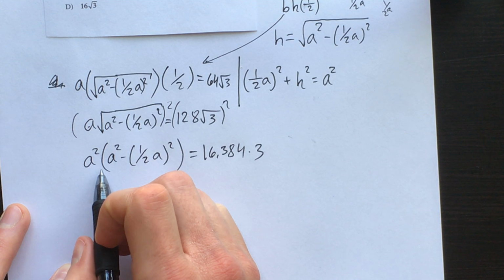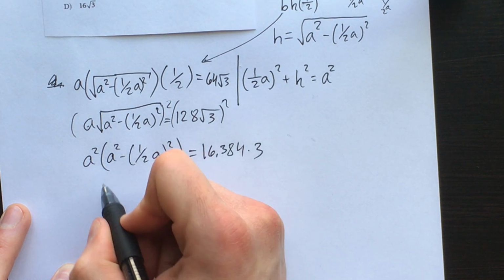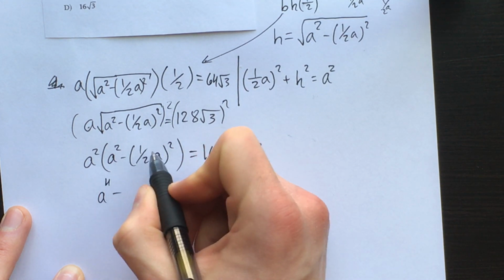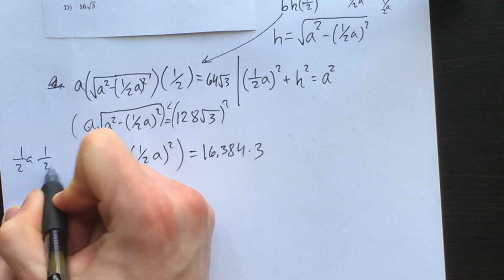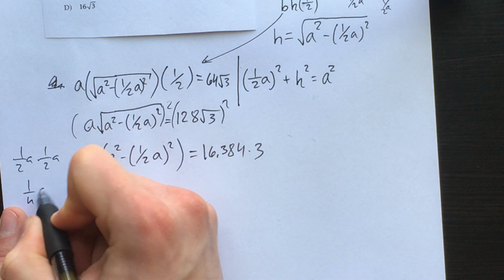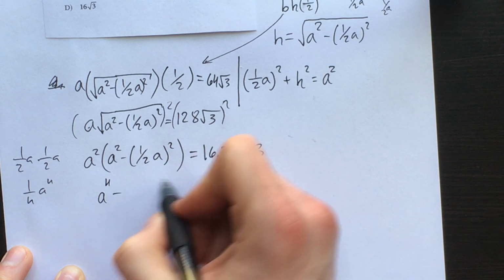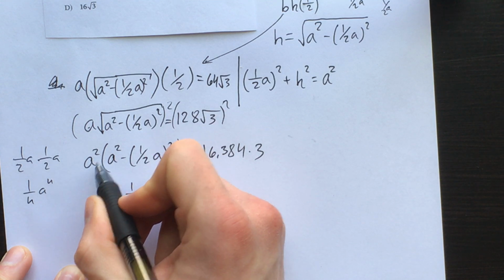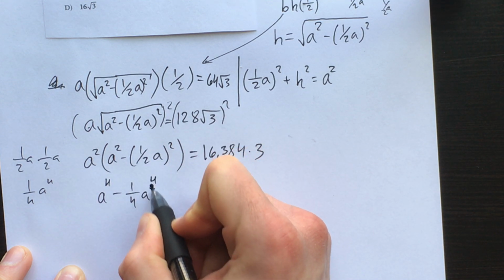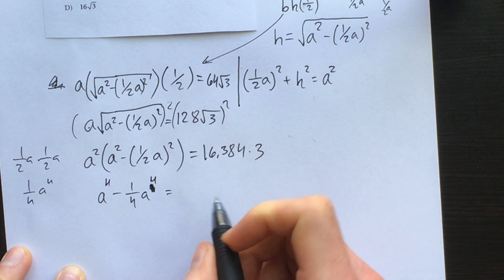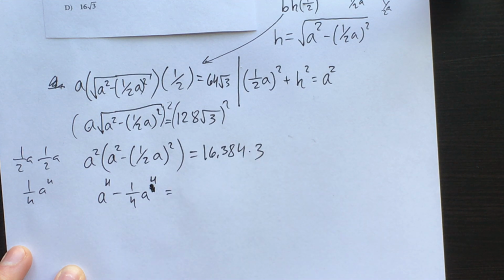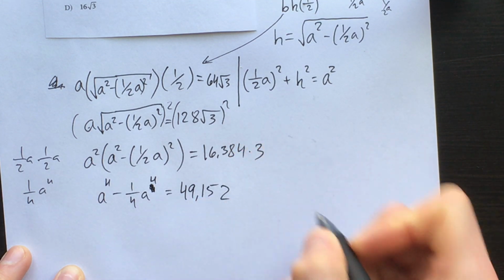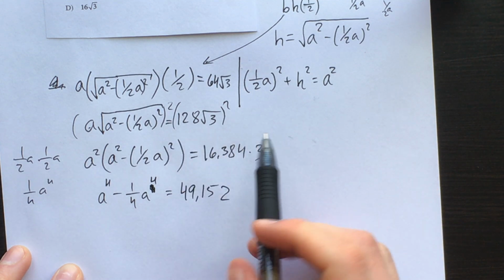From here, you can go ahead and distribute this a squared, so that makes this a to the 4 minus, let's go ahead and square this and then distribute. So this squared is going to be 1/2 a times 1/2 a, so that's 1/4 a squared, but then you distribute the a squared to it, so that makes it just a to the 4th. This is all equal to this times 3. Let's just put that in our calculator. 49,152.